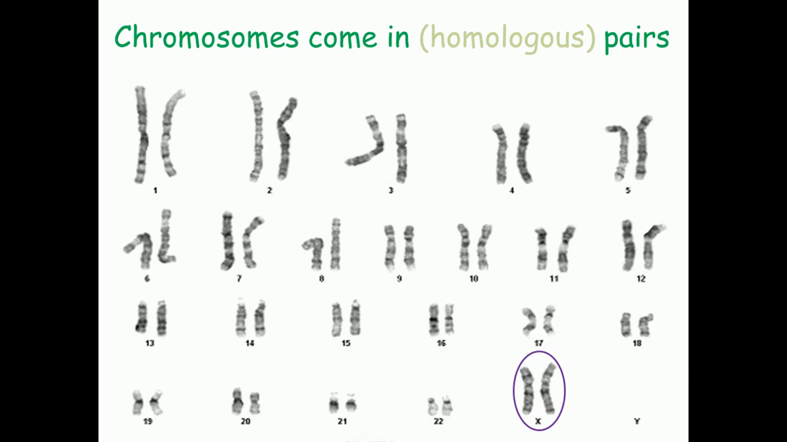Now as we know, chromosomes come in pairs because one copy is inherited from the mother and the other copy is inherited from the father, and a female has two X chromosomes. This means that it contains two copies of every gene on that X chromosome.